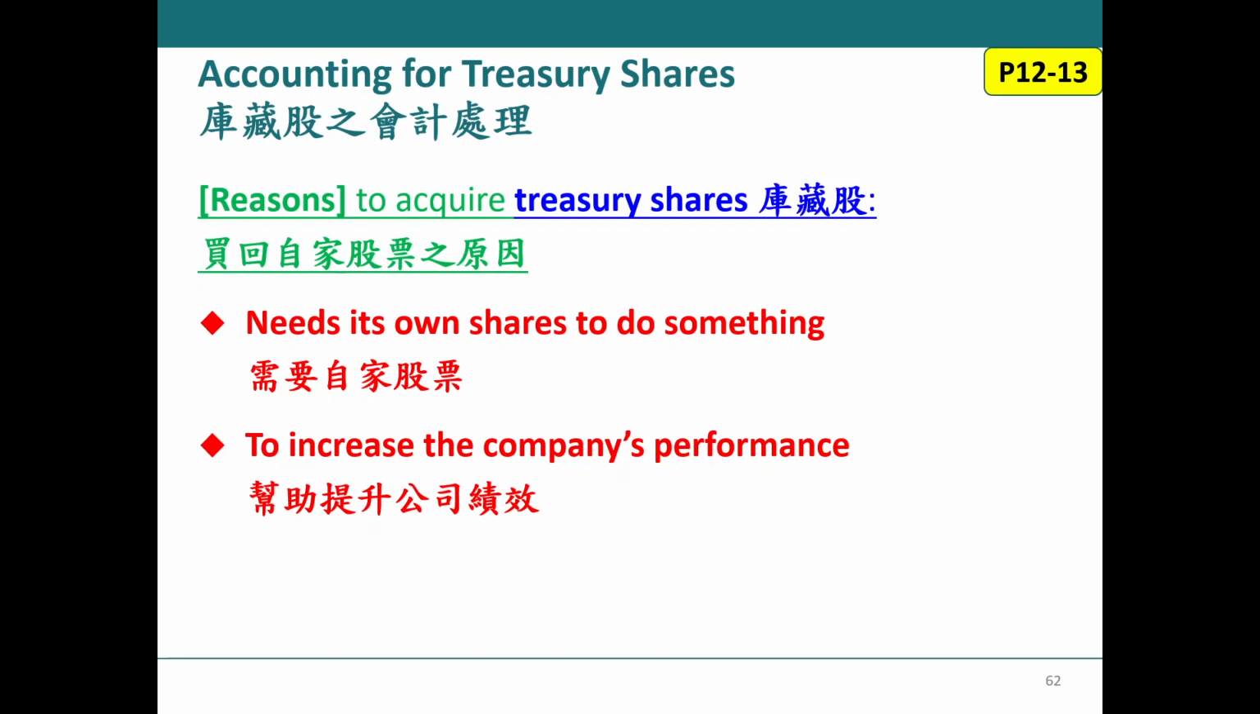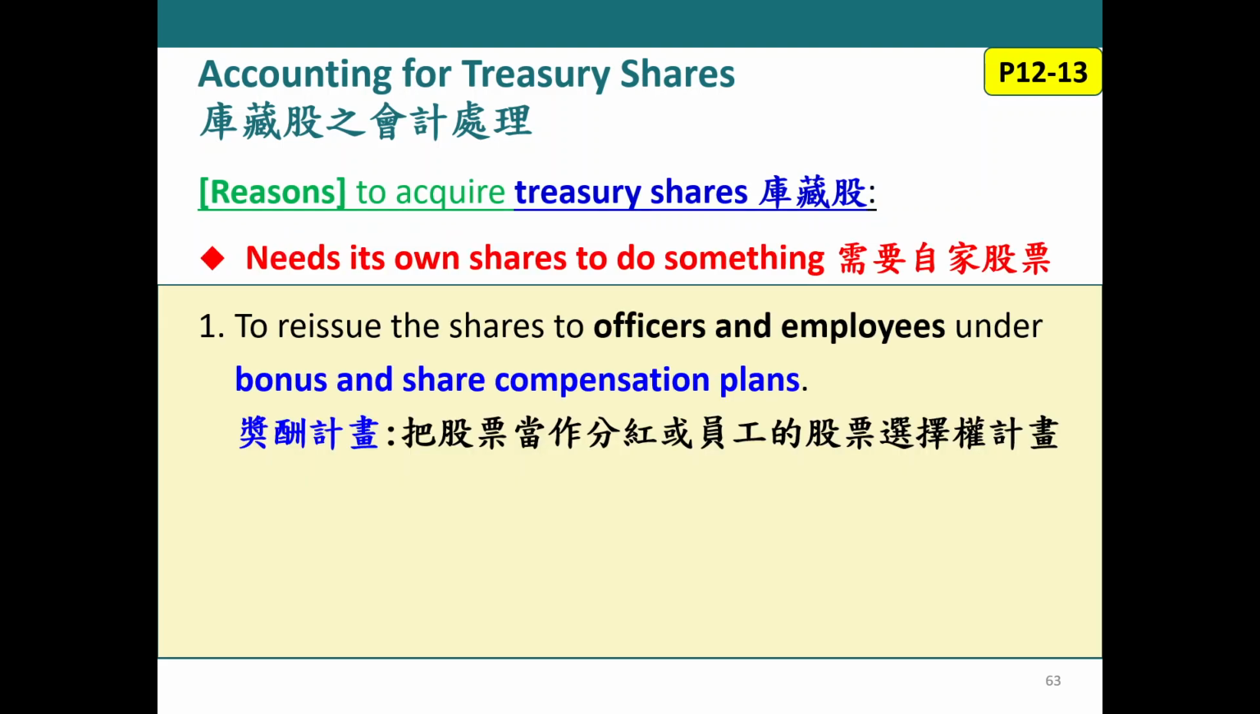So why do you need one share to do something? Usually, you are going to give that share to your employees, especially in a high-tech company, 高科技公司. When they give their employees a bonus, not only cash, they will also give them shares. Have you heard about that? If you go to Hsinchu, we have so many engineers with so many shares. So they are very rich, you know. So that's one of the reasons: your company needs its own shares to give to employees as a bonus, to try to keep them working for the company.